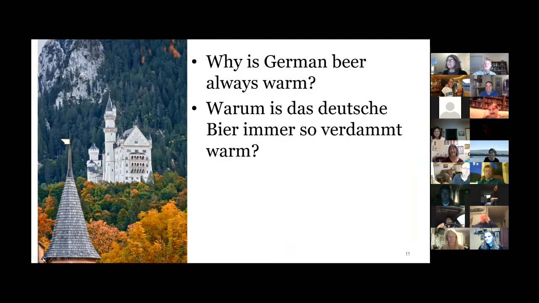Okay, well, here's another one. Why is German beer always warm? Warum ist das deutsche Bier immer so verdammt warm? That's a little harder, but just stick with it. Anybody? Warum ist das deutsche Bier immer so verdammt warm? Verdammt. I added a swear word in there because it makes it better.